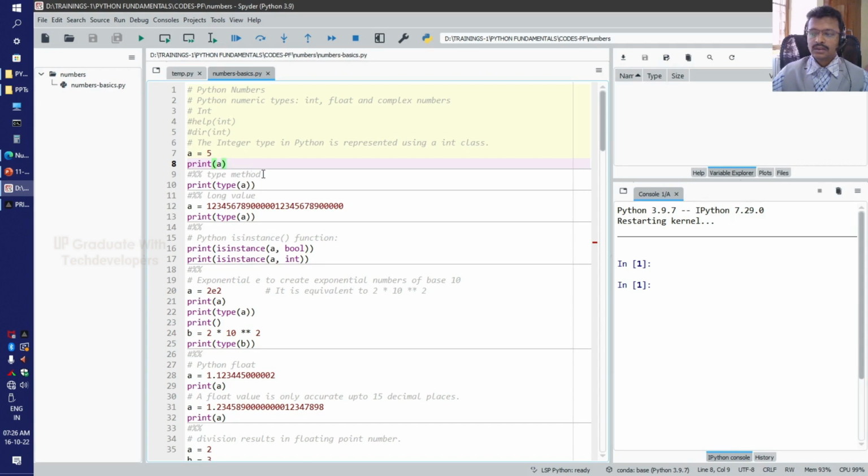Let us start with the Python number types. Here I am starting with the integer type. Python can hold signed integers. For example, here a is equal to 5, and if I print a, then we will get the value of a as 5.